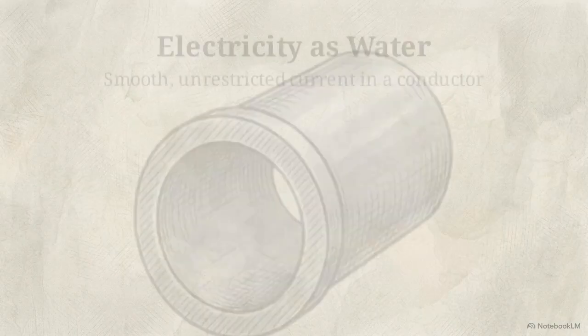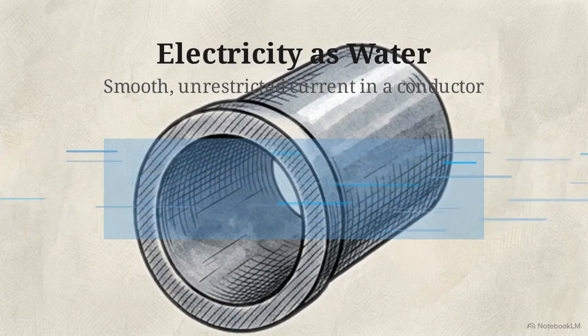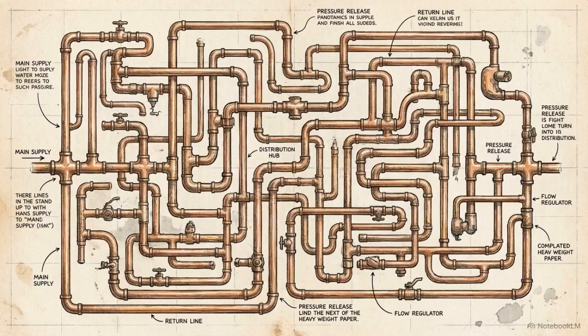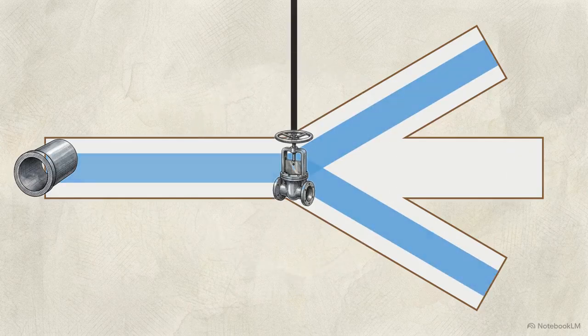To understand that, it helps to think of electricity as water. Imagine a steady stream of water flowing smoothly through a system of pipes. If we want to build a device that can actually process information, we have to find a way to precisely control and steer that flow of electrical water.